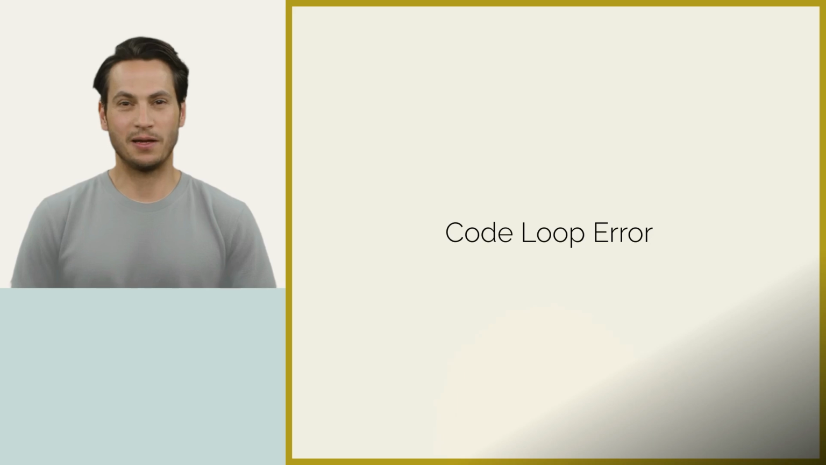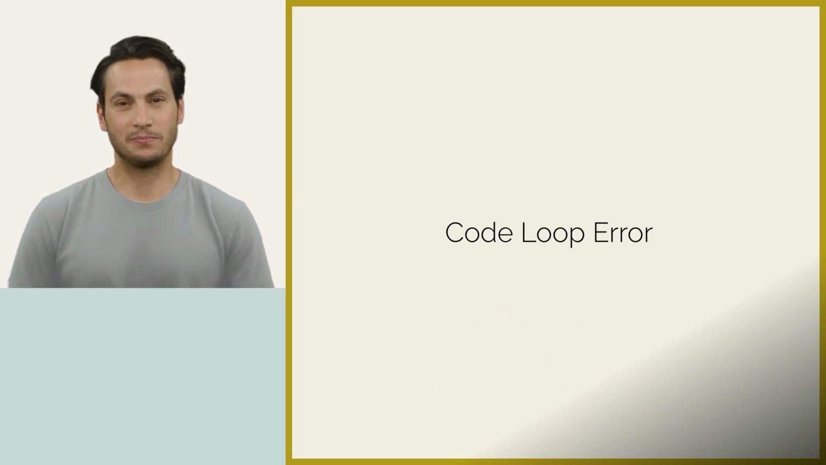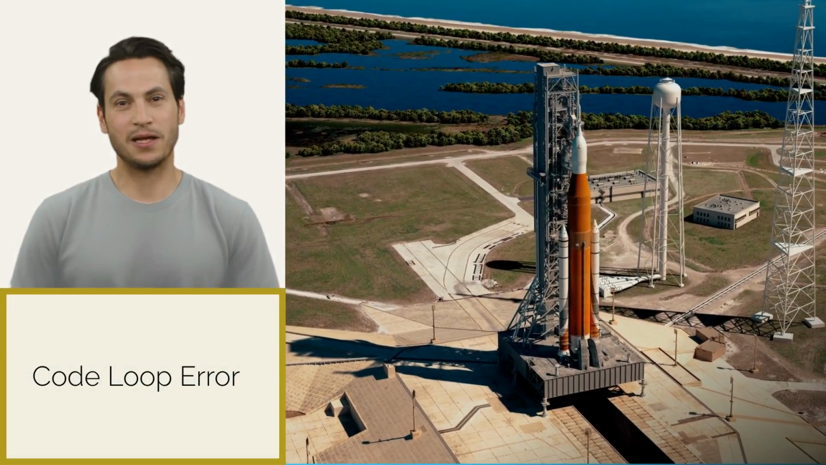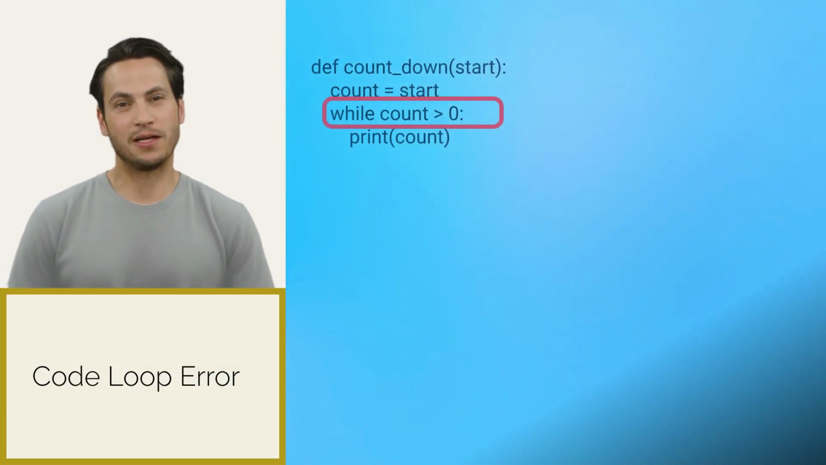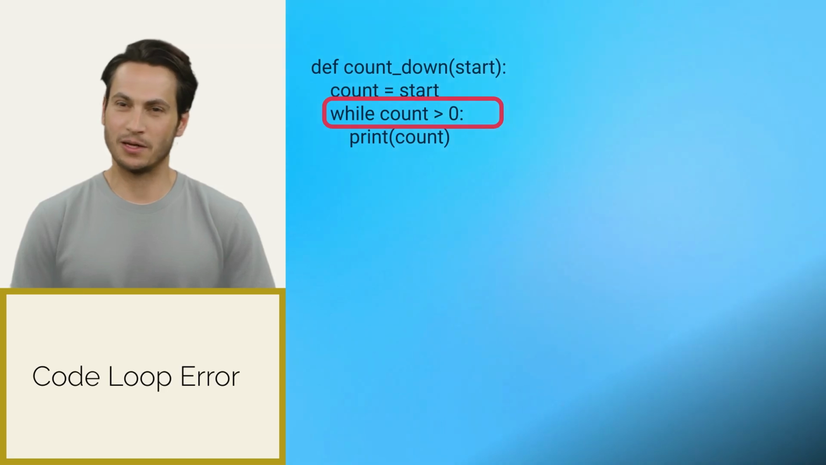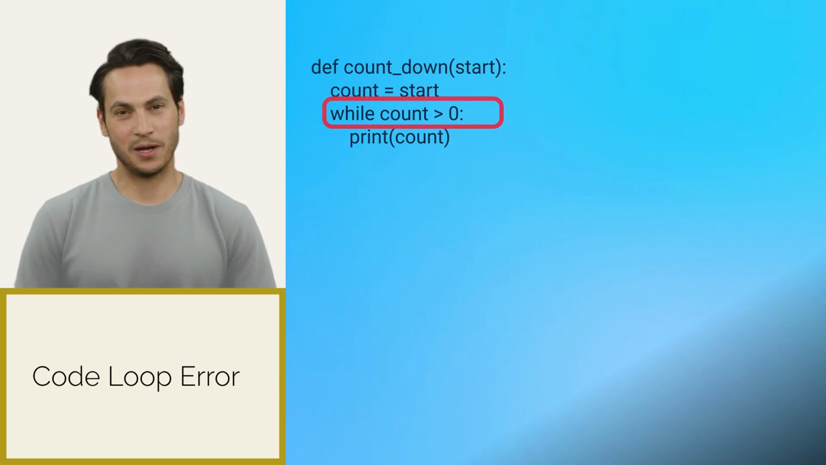To wrap things up, we will look at a new extract of code where we identified a loop error. Let's make this more fun by making the code an automated countdown to launch a rocket. In this simple example, the while loop condition means the loop should continue as long as the count is greater than 0. Let's explain the error.